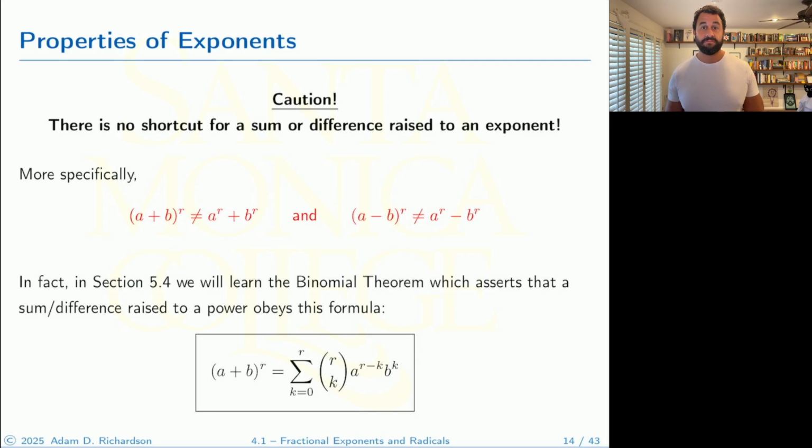But again, if you see a plus b raised to a power, it's not this. Sorry. And it's not this. Sorry. It's this. Okay. So beware. And it doesn't matter what r is. r could be a rational number. It could be an irrational number. It could be zero. Exponents don't play well with sums and differences.